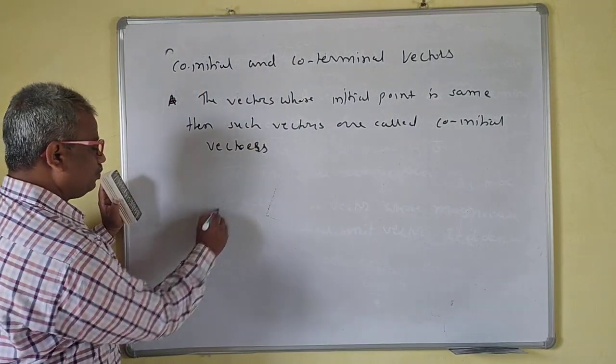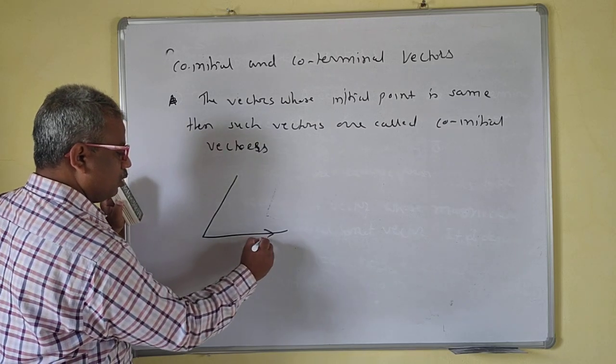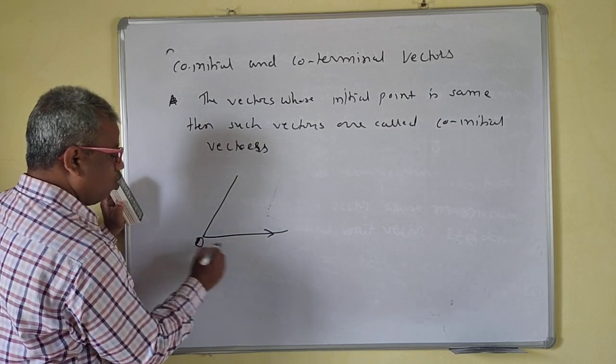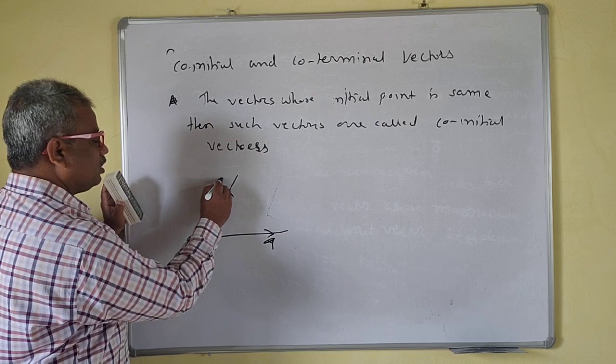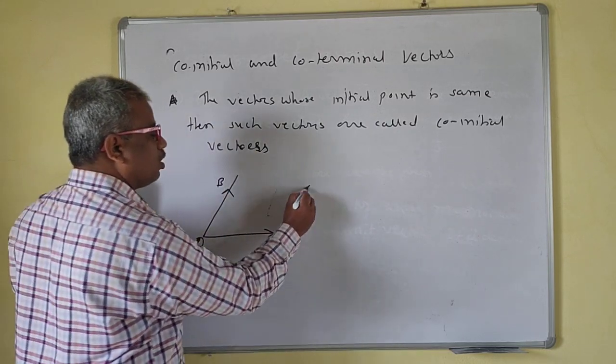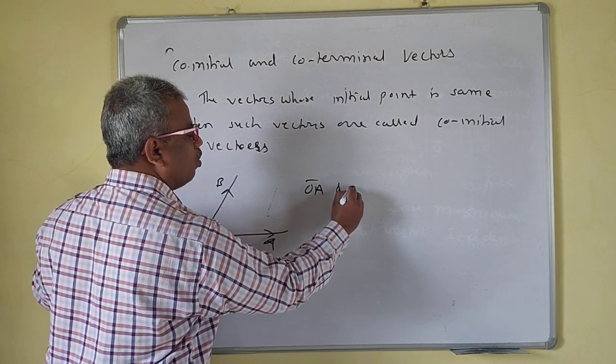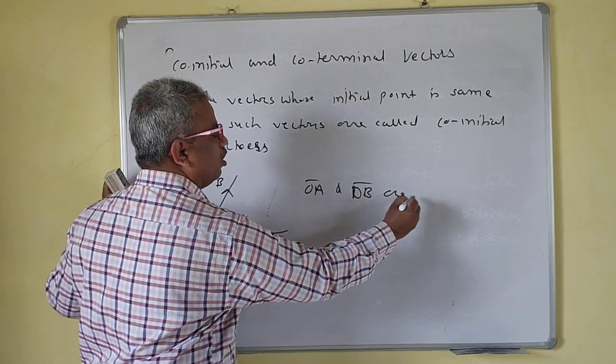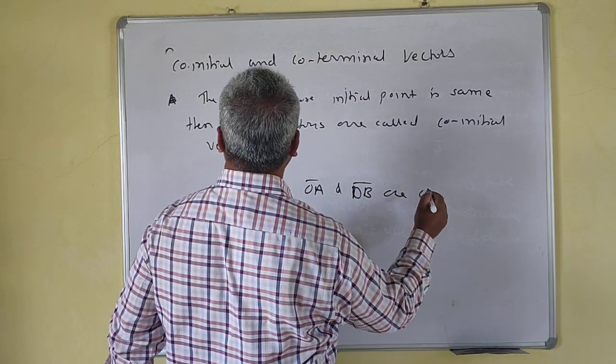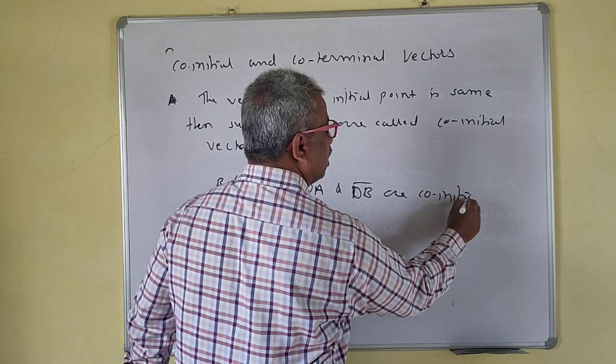Now suppose this is O, this is A, suppose this is B, right? So that means OA bar and OB bar are co-initial vectors.